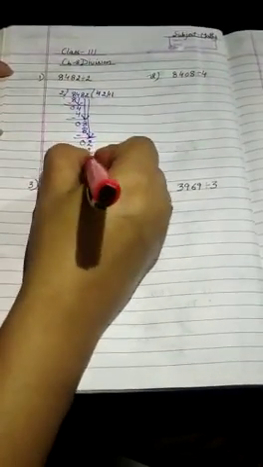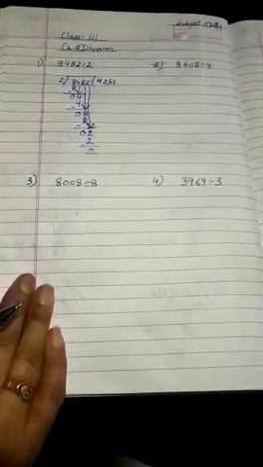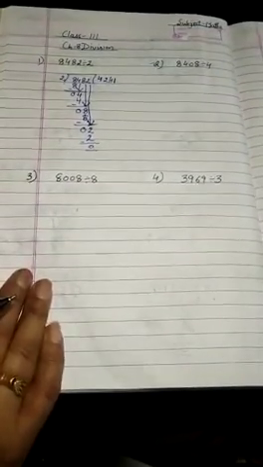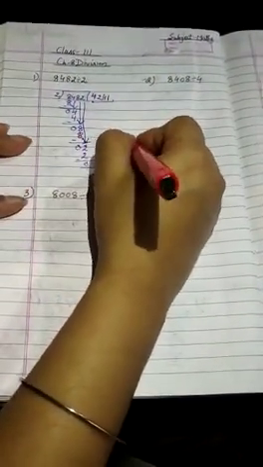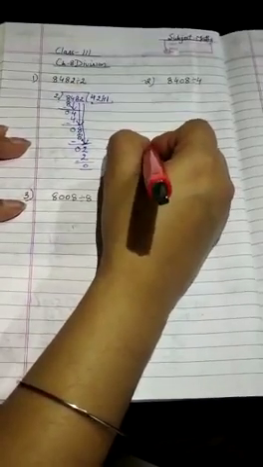Okay. Now 2 1s are 2. We know that 2 1s are 2. So 2 minus 2, which is equal to 0. So what is quotient here, students? We know that the answer to division is called the quotient. So here this is the answer. So your answer will be quotient equal to 4241.